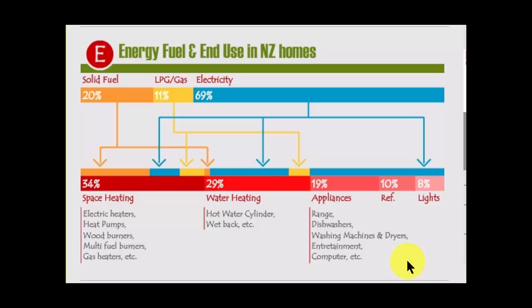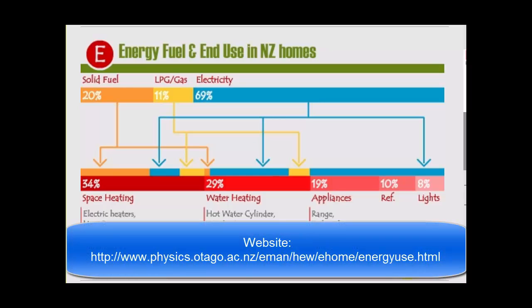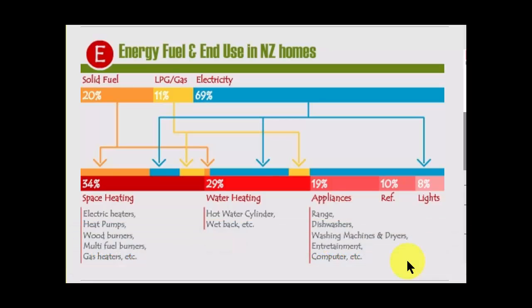We have the energy, fuel and end use in New Zealand homes diagram in front of us, being prepared by the physics department of the Otago University in New Zealand. This is a summary of power or energy use in New Zealand, and it is very useful when making decisions about passive solar design, sustainable architecture, design of buildings, and so on. Let's have a quick look at it.